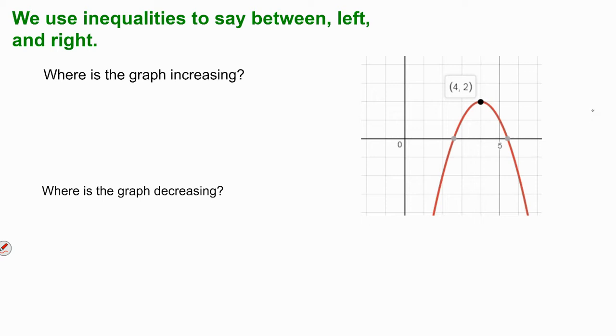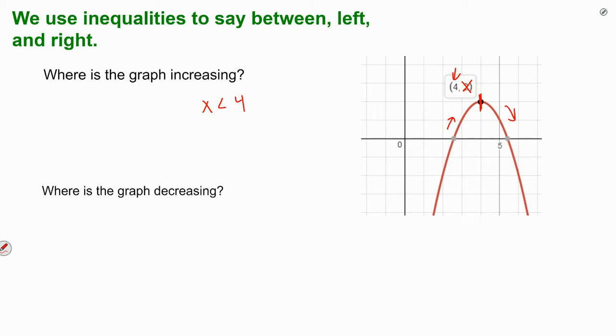Okay, so let's try starting with increasing. So the main thing I'm going to look at is this turning point, and I don't care about the 2 right now. I just care about the 4. The 4 is what's important. So we're going to say that this is to the left. This is where it's increasing. So that would be x is less than 4. So when x is smaller than 4, over here on the left, it's increasing.